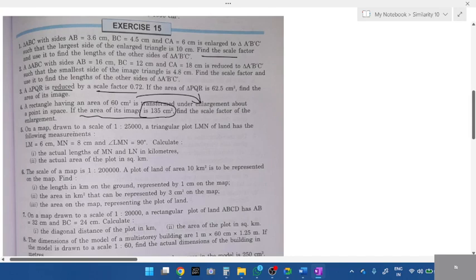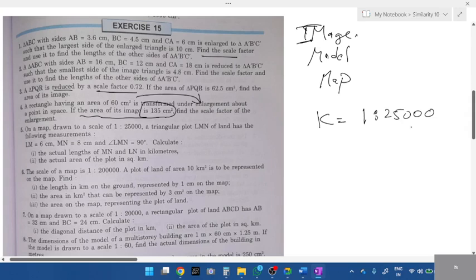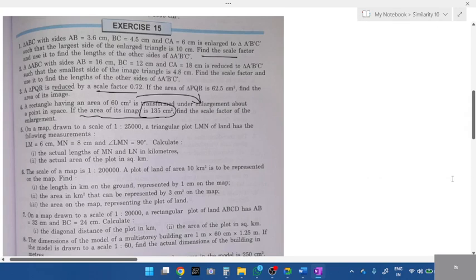On a map drawn, what are the words I told for the transformed image? We call it the image. Next, model and map. Even a map comes under image, students, not the original one, the duplicate, the transformed one. On a map drawn to a scale, what is the scale value? Scale K is equal to 1 is to, respond all of you, 1 is to 25,000. You can write 1 by 25,000. K is equal to 1 by 25,000. Let me erase all.